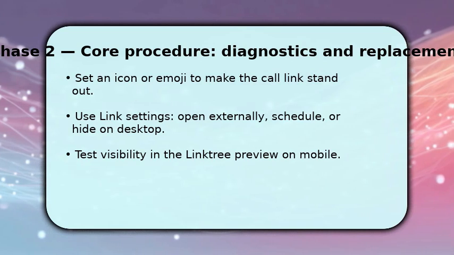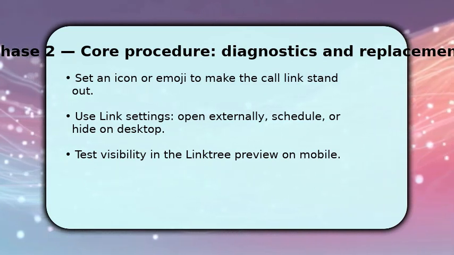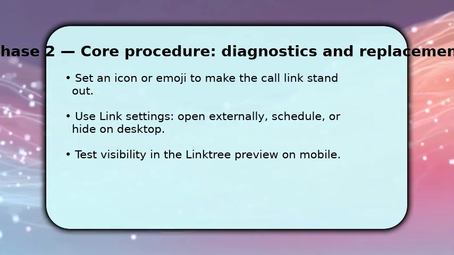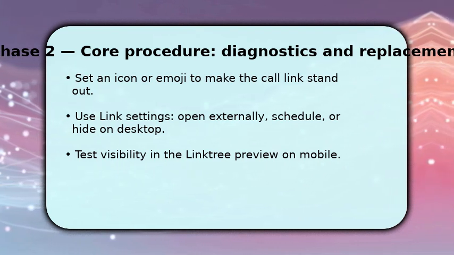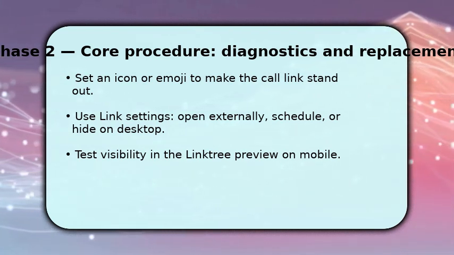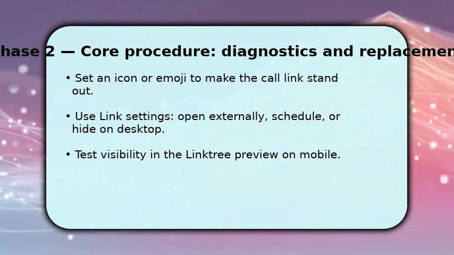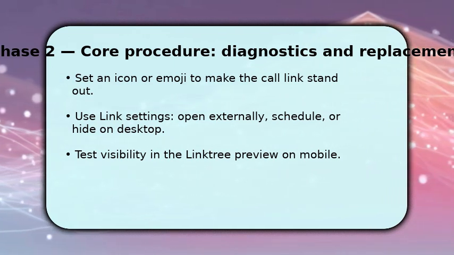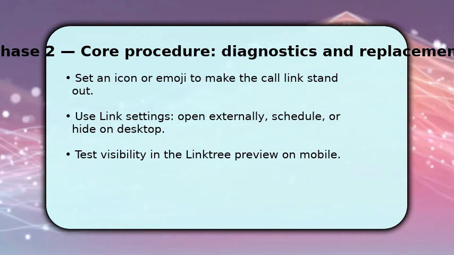Next, customize how the phone link appears and behaves. Add an icon or emoji so users instantly recognize it. That boosts taps. In link settings, choose Open externally so mobile devices hand off to the dialer. Schedule or hide the link on desktop to avoid confusion.